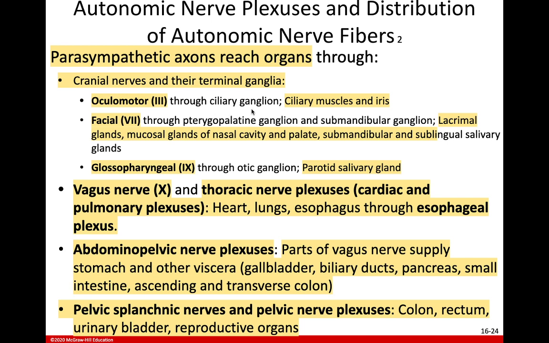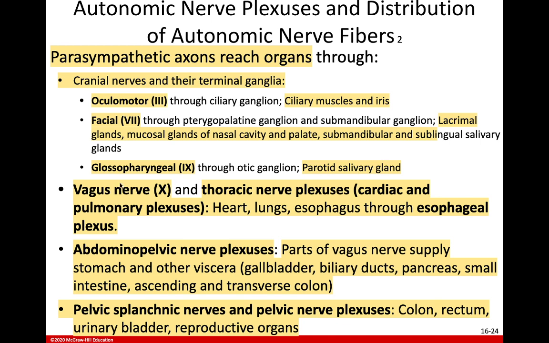The ciliary ganglion is a terminal ganglion. The pterygopalatine and submandibular ganglia are terminal ganglia. The otic ganglion is a terminal ganglion. So all of these are specific terminal ganglia. And specifically, that glossopharyngeal nerve is innervating the salivary gland, the parotid gland.